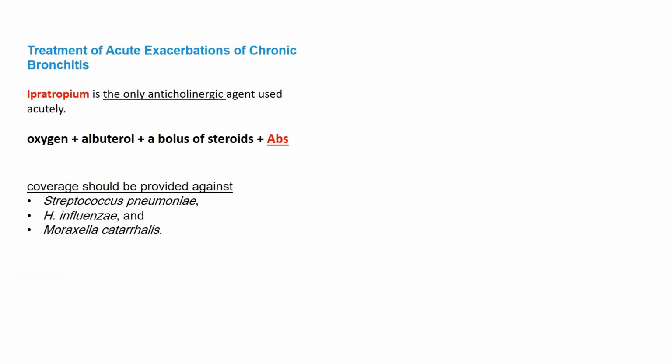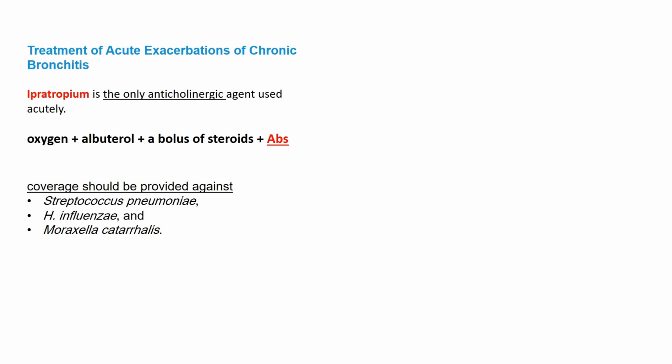Let's talk about the treatment of acute exacerbation of chronic bronchitis. Ipratropium can be used, and it's the only anticholinergic agent used in acute exacerbations. The treatment is mainly oxygen, albuterol, and a bolus of steroid, which is very similar to the treatment of acute exacerbation of asthma. And we add antibiotics.